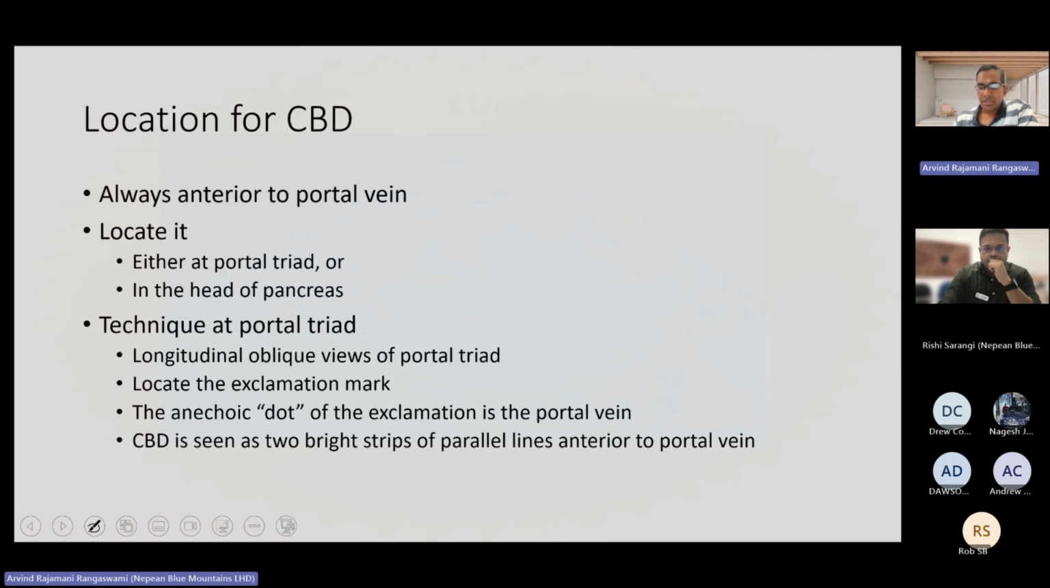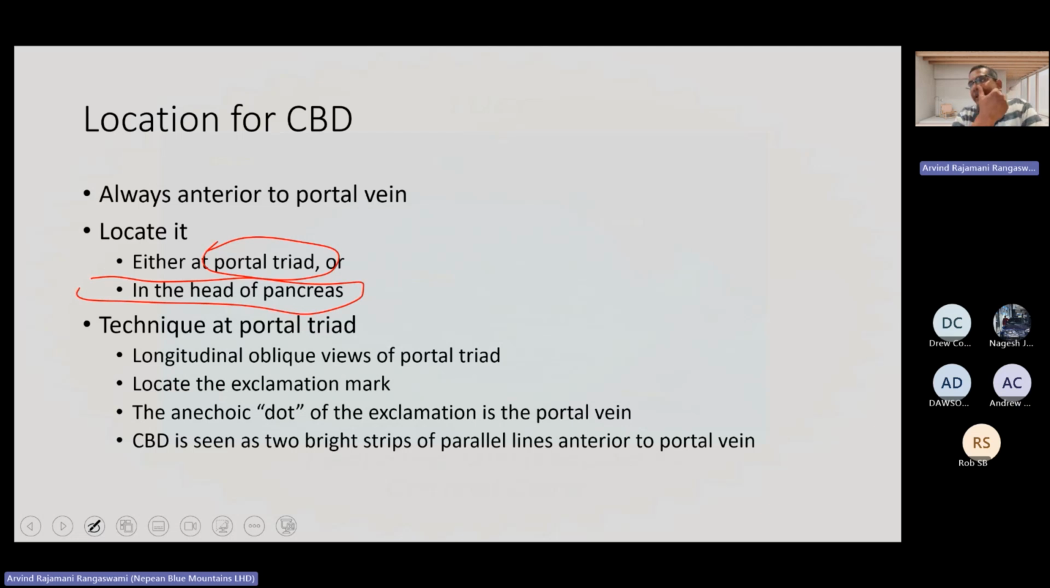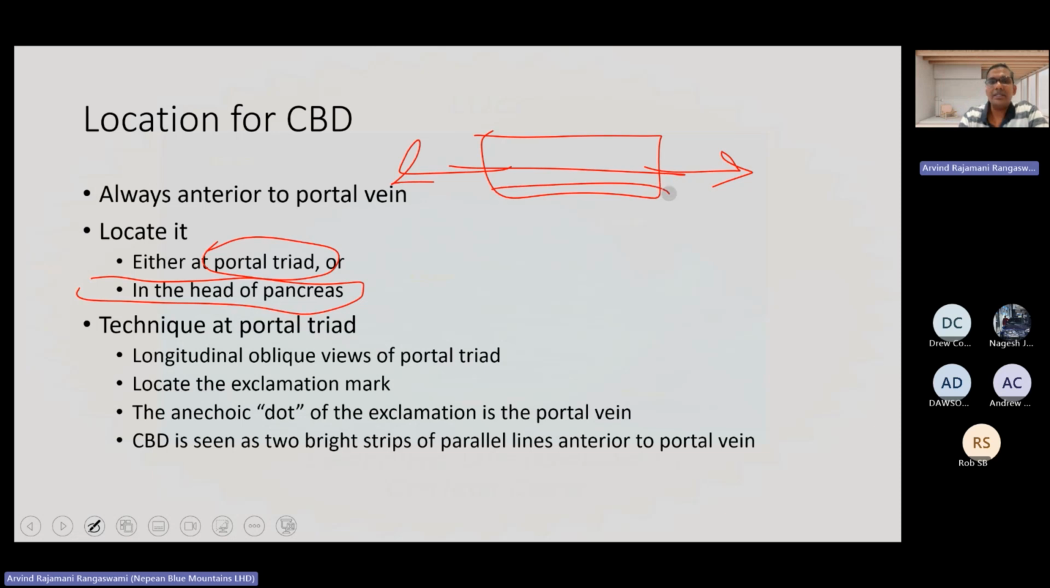Okay, so the approach to doing the CBD, the common bile duct. The common bile duct is always anterior to the portal vein, and you locate it at the portal triad, which is where you do the exclamation mark sign, and you look for it in its short axis. Or if the patient does not have pancreatitis or bowel obstruction, which means you can actually see the pancreas, then you can identify it in the head of the pancreas, particularly if you have the probe facing transversely, and you can get it in its long axis.